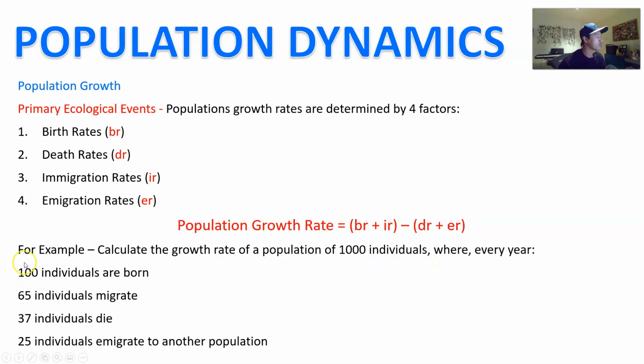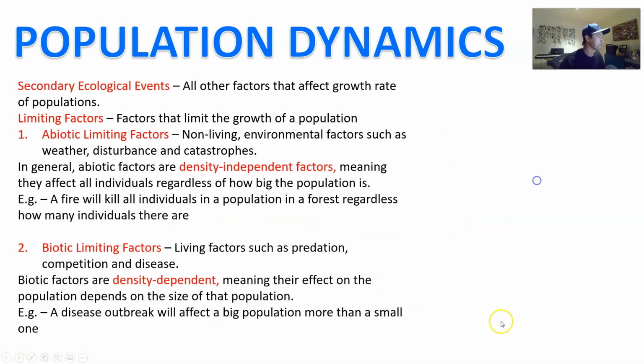every year about 100 of them are going to be born, 65 are going to immigrate, 37 will die, and then 25 are going to emigrate. You can calculate roughly what the growth rate will be out of that 1,000 individuals, right? So you just add the number of individuals being born together with those that immigrate. So that's going to be 165 minus 37 minus 25, which will give you whatever that number is, okay?